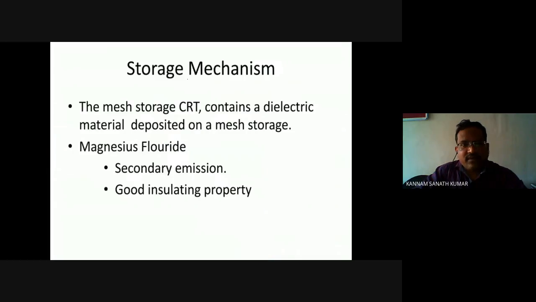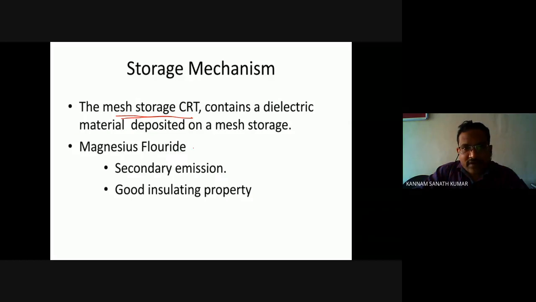Coming to the mechanism. You have the mesh storage CRT that contains a dielectric material. The dielectric material is deposited on the mesh storage. Whatever the dielectric material is, it will be deposited on the mesh storage, and the dielectric material is basically magnesium fluoride.